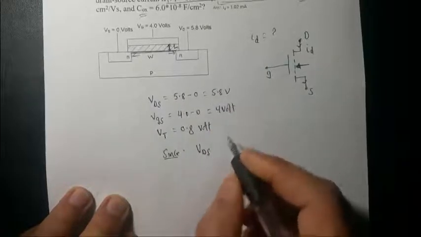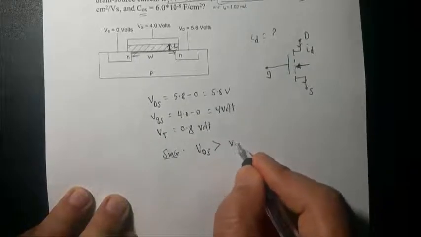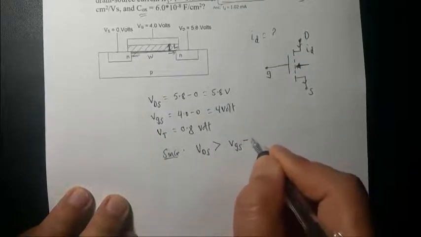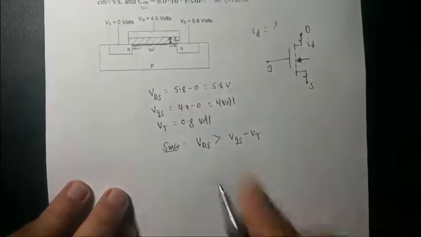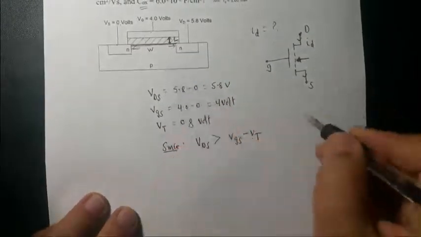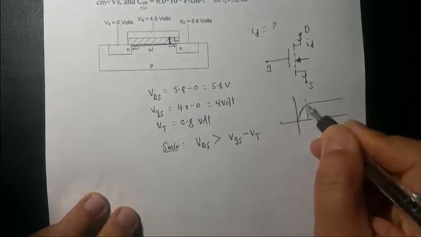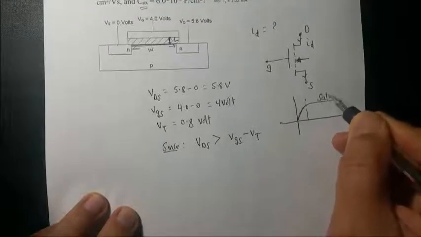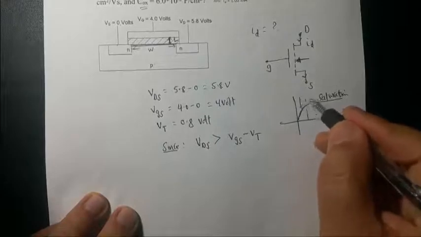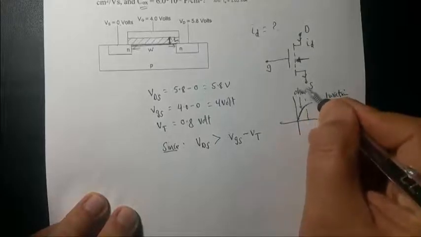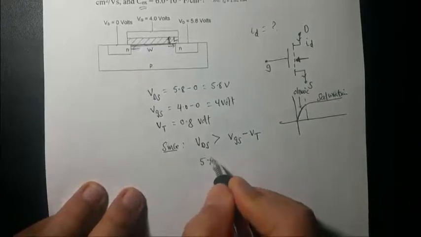VDS is greater than VGS minus VT. You have to check these relations because this transistor could be in the ohmic or triode region, or it could be in the saturation region. This is called the ohmic or linear region. This is the saturation region, because there are two different formulas of drain current formulas.